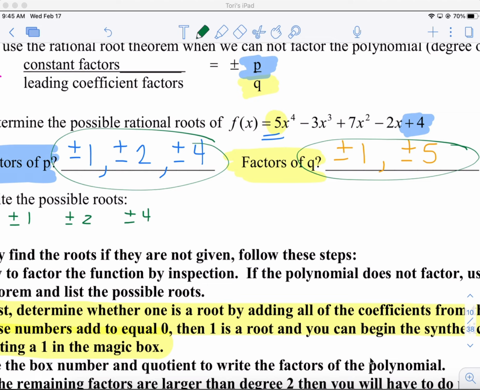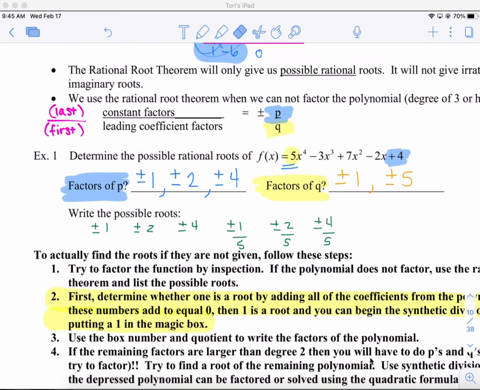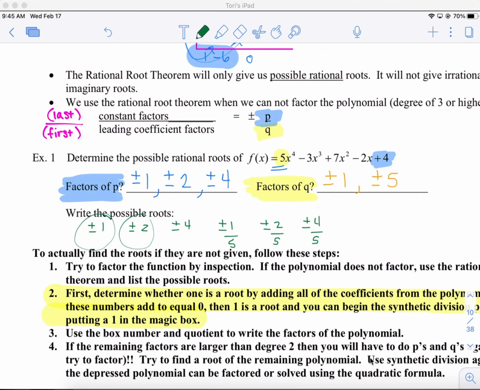And I go through them all with the first denominator. So over 1 would be using this guy. Now, 1 over 1, 2 over 1, 4 over 1 is pretty easy. That's just plus or minus 1, 2, 4. Then I would go through it again. Plus or minus 1, plus or minus 2, plus or minus 4. But now I'm going to use the second denominator. 5, 5, 5. Now, because they're plus or minuses, that technically gives us 2, 4, 6, 8, 10, 12 different possible values that we could check in here.